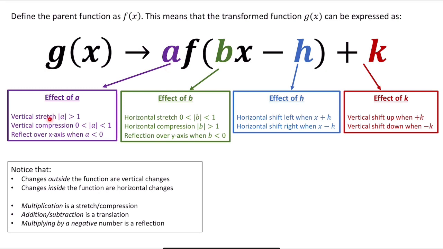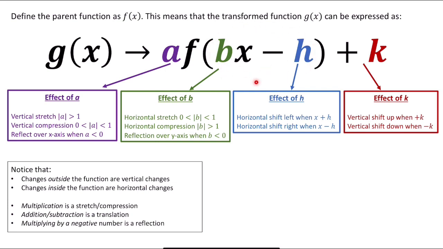So a is going to have an effect. It's going to be a vertical stretch if the absolute value of a is greater than 1, a vertical compression if the absolute value of a is between 0 and 1, and a reflection over the x-axis when a is less than 0. B is going to be our horizontal change, because anything that's inside, where our input is, is going to be a horizontal change. It's going to be a stretch if the absolute value of b is between 0 and 1, a compression if the absolute value of b is greater than 1, and a reflection over the y-axis if b is less than 0.